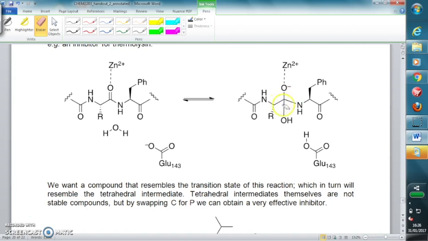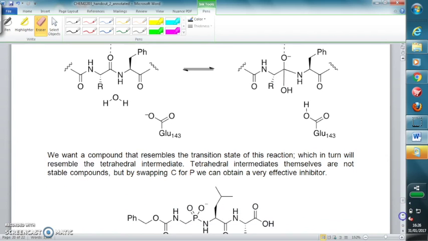So how do we make something that looks like this? Well, we can't just make a tetrahedral intermediate, because tetrahedral intermediates aren't stable compounds. So what we need is something else that's tetrahedral. And effectively, what we do is replace the carbon with something which has a stable tetrahedral form. And the usual thing we can do here is use a phosphate.